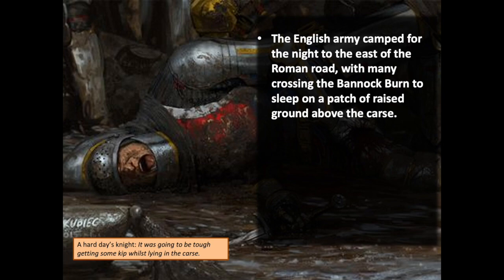The English army camped for the night to the east of the Roman road, with many crossing the Bannockburn to sleep on a patch of raised ground above the Carse. Now remember, the Carse itself is a bog. By planting all those traps around the Roman roads and denying the English access to the King's Park to the north of the Bannockburn, Bruce has forced the English army to camp on what they thought was an open field next to the Bannockburn stream to the east of it. However, that open field turned out to be a squishy bog.